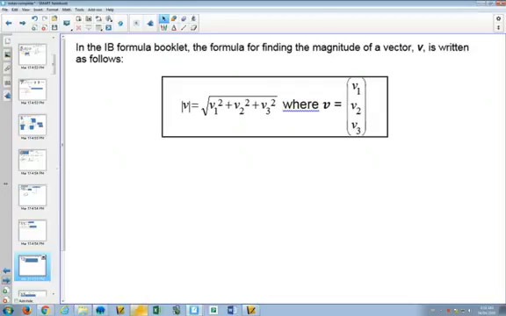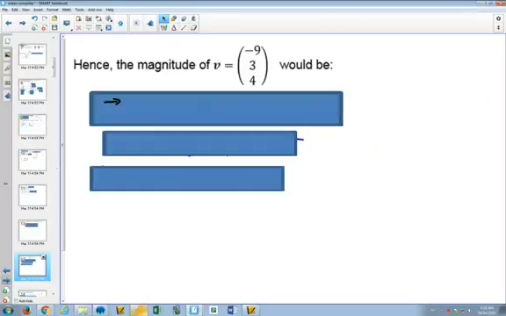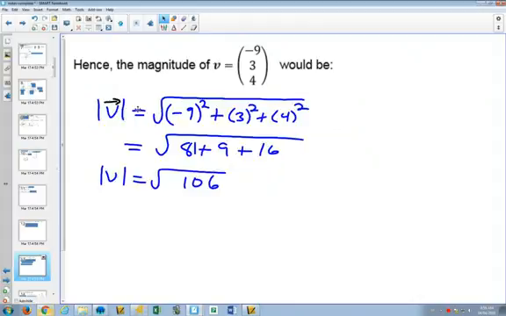So your first question is at the bottom there. Try it on your own. Square root of 106. Okay, notation-wise, make sure that when you put in -9 that you had brackets around it. You just didn't write -9 squared, because technically that would just mean the 9 is squared times by a negative afterwards.